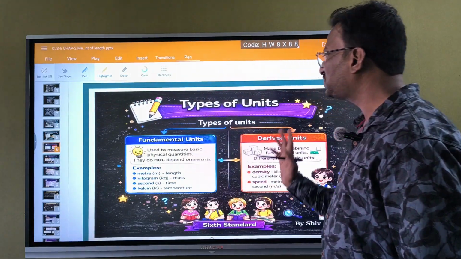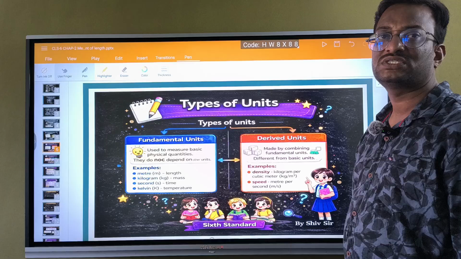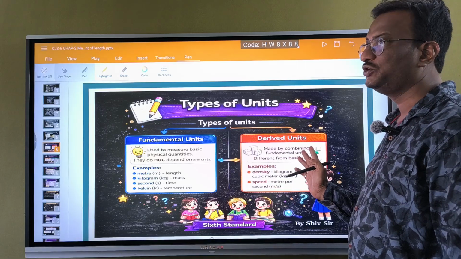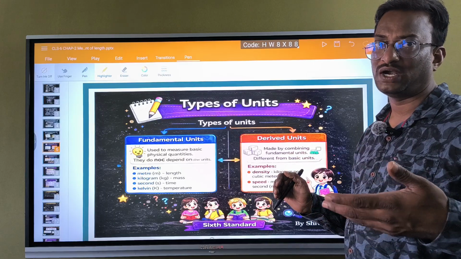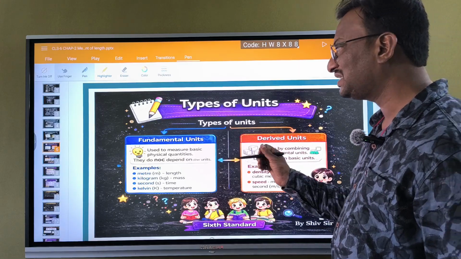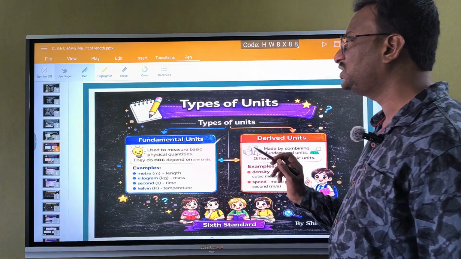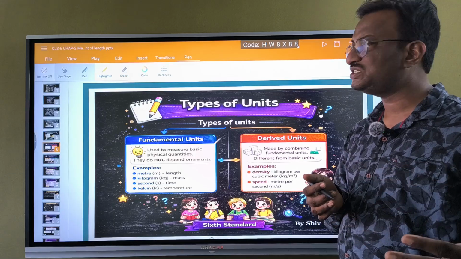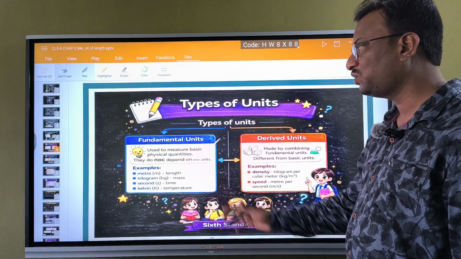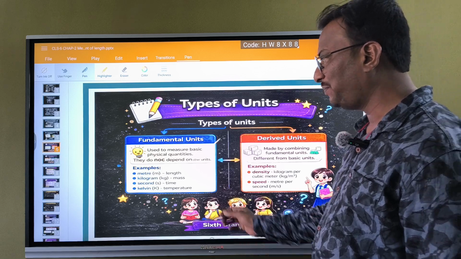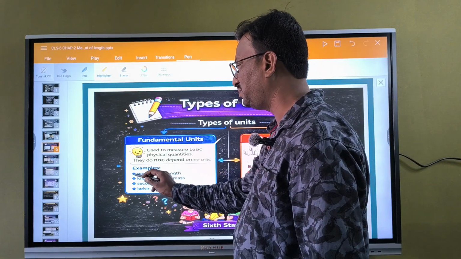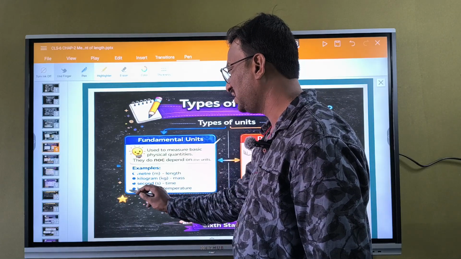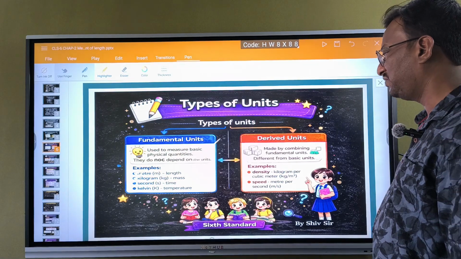Right. Types of units. Till now we have discussed fundamental quantities. The types of units are fundamental units and derived units. With each quantity we have a unit. The units which measure the basic physical quantities, that is, fundamental quantities, are called fundamental units. They do not depend on other units. For example, to measure length the unit is meter, mass is kilogram, time is second, temperature is Kelvin. These are fundamental units.